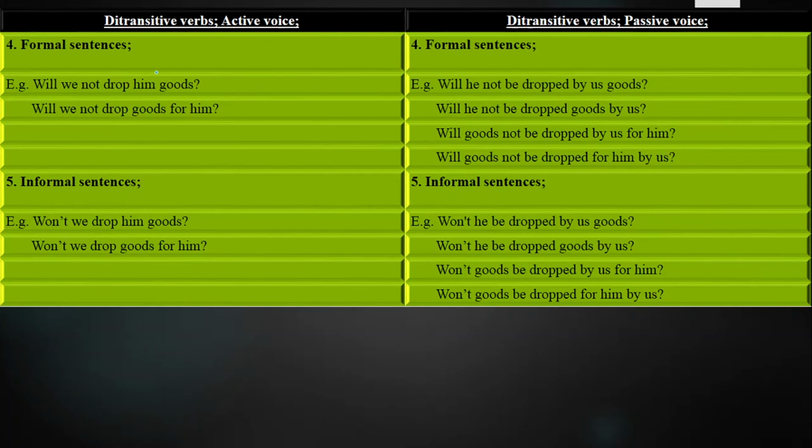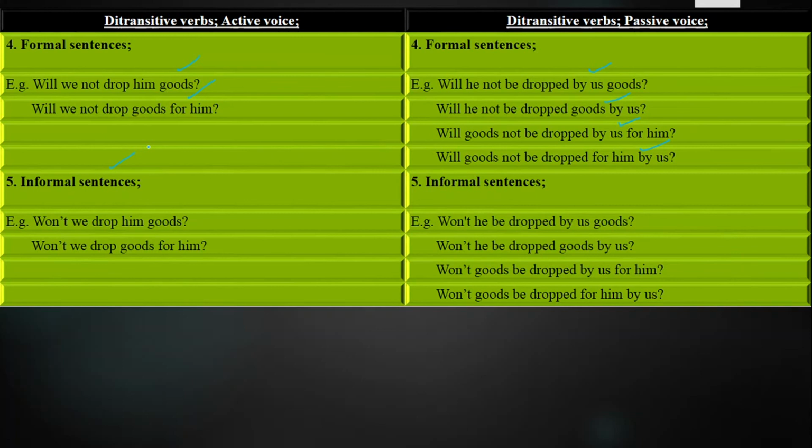Will we not drop him goods? Will we not drop goods for him? Will he not be dropped by us goods? Will he not be dropped goods by us? Will goods not be dropped by us for him? Will goods not be dropped for him by us? Last we have informal sentences. Those sentences in which we ask questions and deny the statement in an informal way.